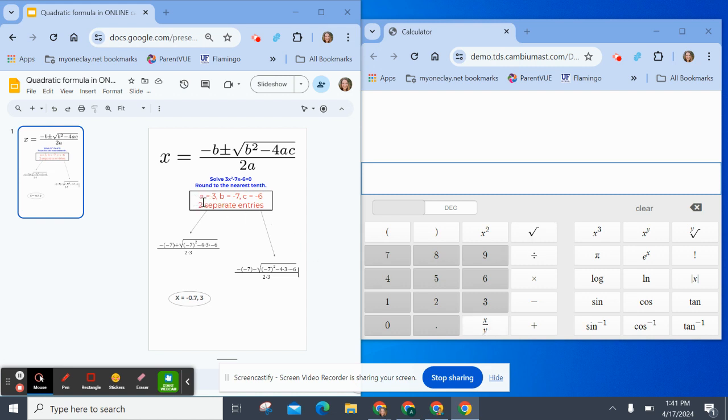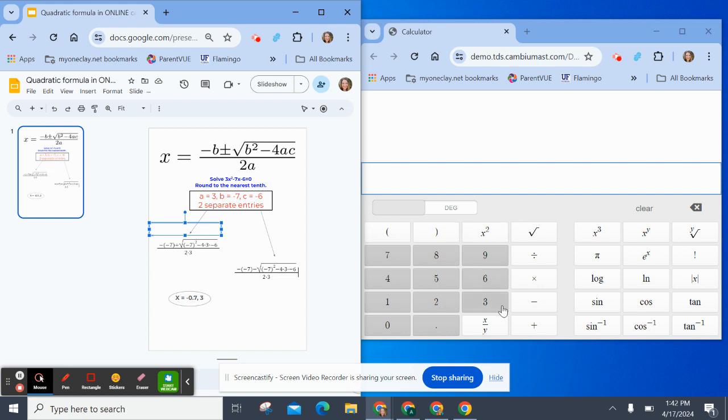So I've already identified that A is 3, B is -7, and C is -6. I will actually need to do two separate calculations in the calculator because of this plus or minus button. So you'll see that I've split it already on the left side of the screen with a plus sign on the left and a minus sign on the right. So we are going to begin on the left side with working through the quadratic formula with the plus sign.